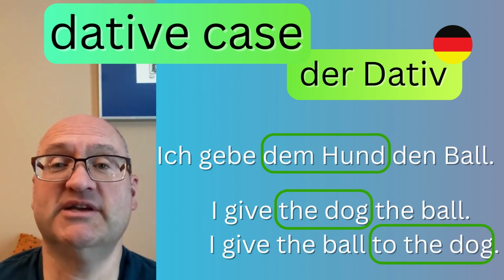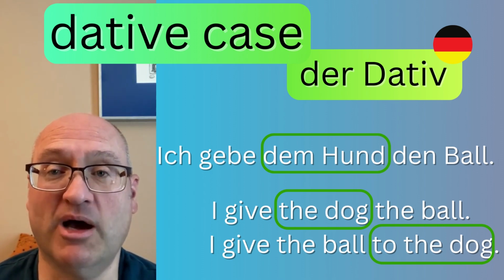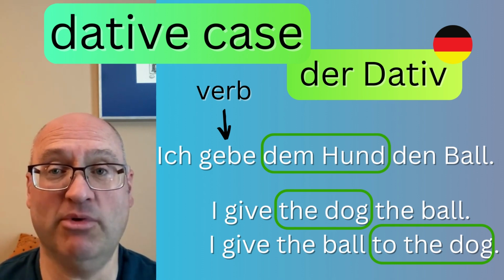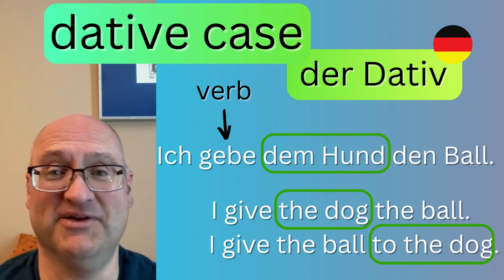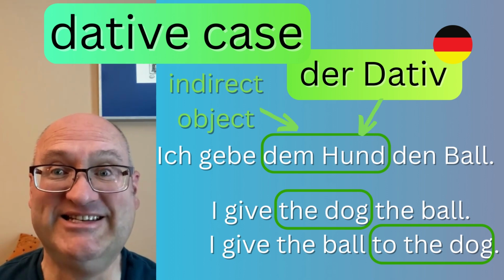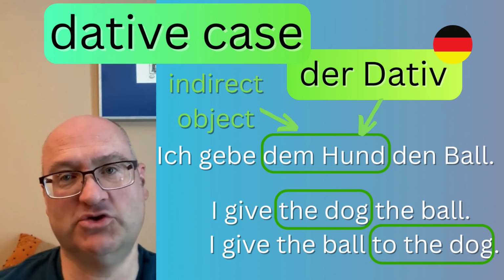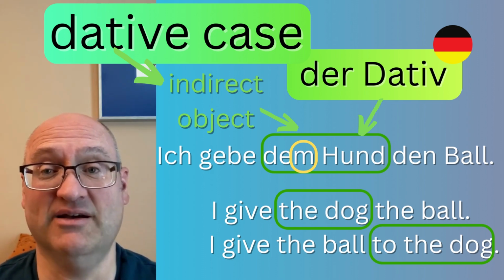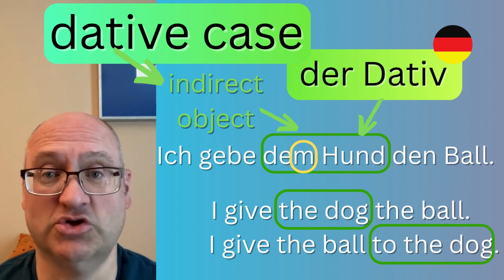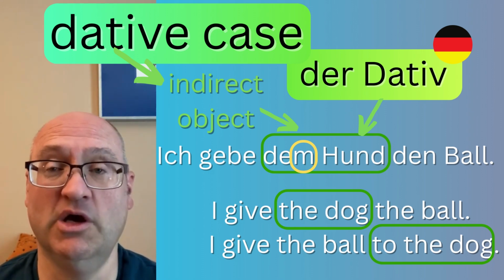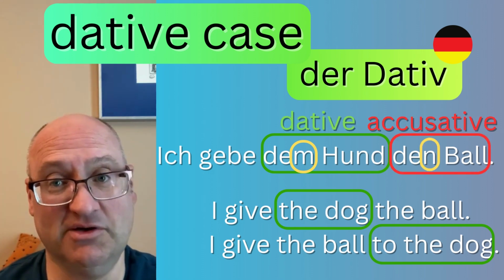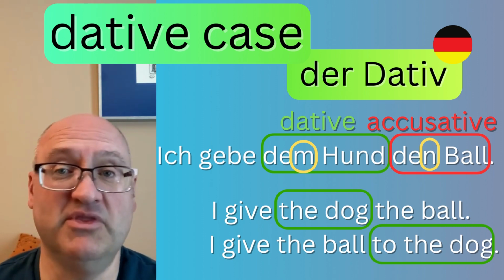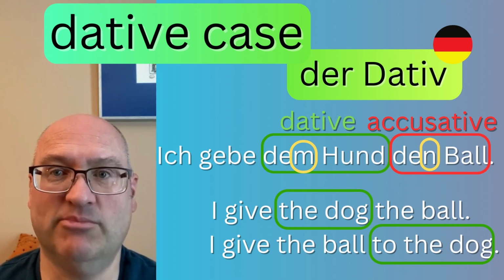So in my German sentence here, ich gebe dem Hund den Ball, we have the subject, which is ich. We have gebe, which is give, that's the verb, obviously. Then dem Hund, that's the recipient of the direct object. You can see the article changed from der to dem. So instead of der Hund, we have dem Hund. And then we have den Ball, which is the direct object. That's actually the accusative case. And therefore it's den Ball.